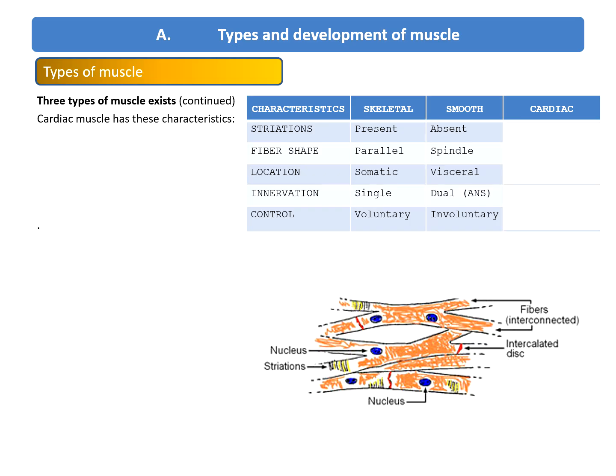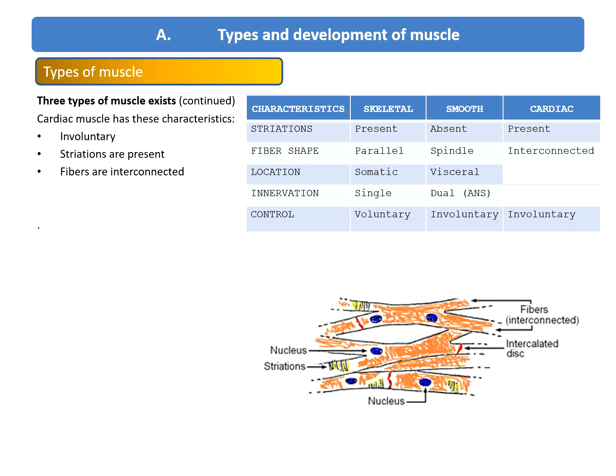Cardiac muscle has its own characteristics. Cardiac muscle is involuntary. Striations, however, are present. Fibers are interconnected. It's a visceral location, and it has a dual innervation.